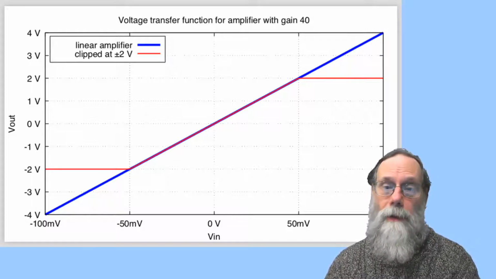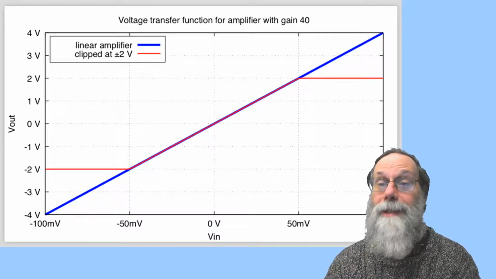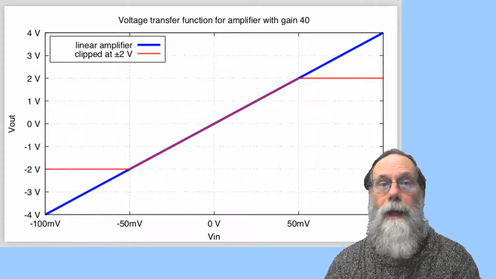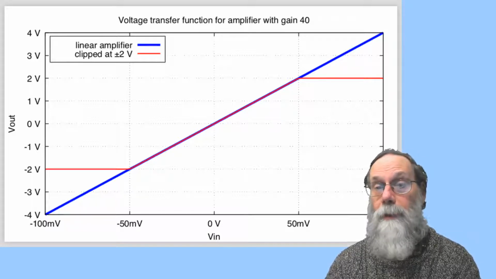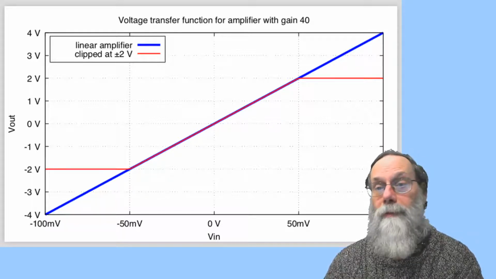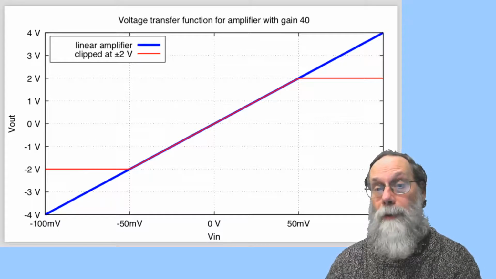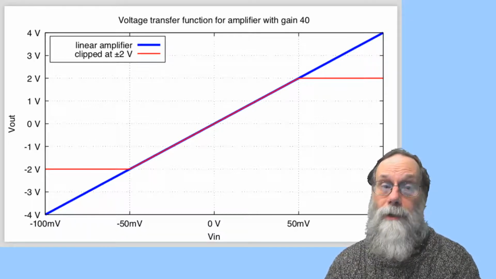So what tends to happen when we work with amplifiers like this is that at some point they stop being linear. And one of the most common things for them to do is to clip. That is to say, as soon as you get to the largest voltage or the smallest voltage that you can output from the amplifier, it just stops there. It doesn't go any further. And that's the red line you see here.